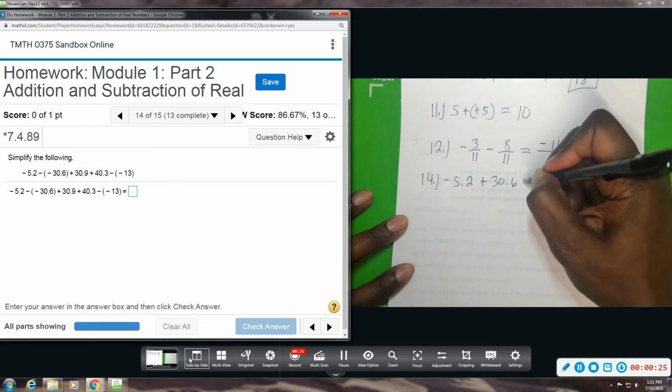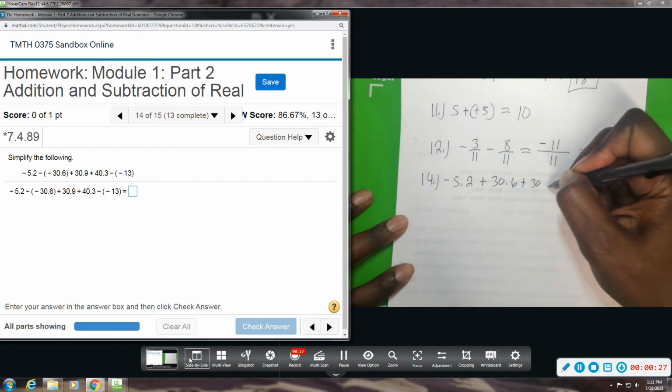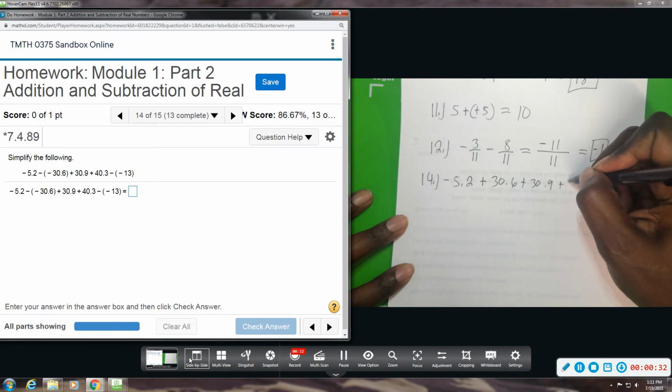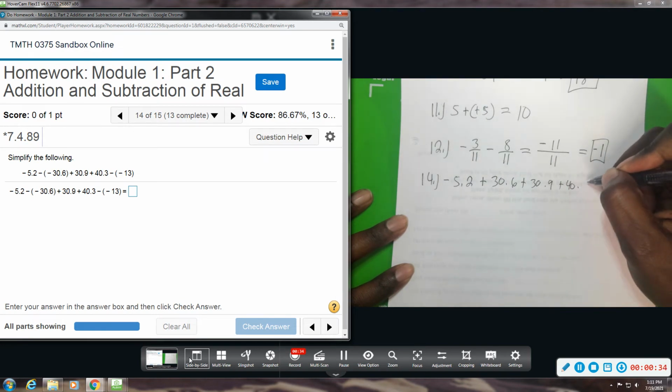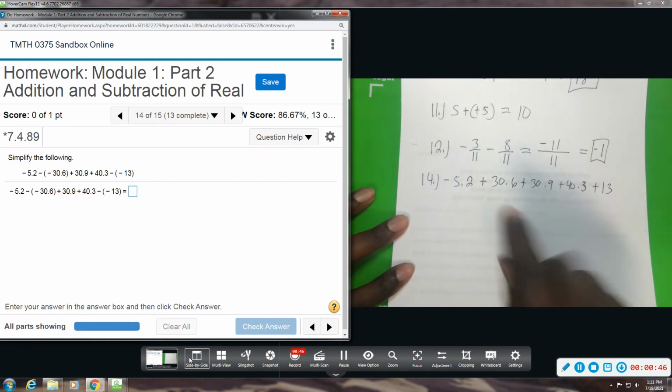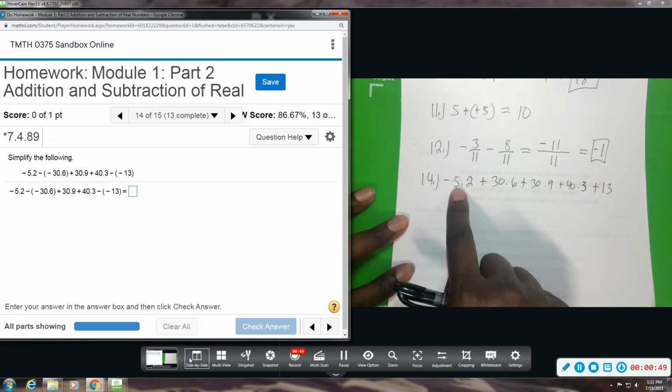and then plus 30.9 and then plus 40.3 and then minus a negative, so another plus 13. So that minus and negative just adds to plus. So basically we're going to be adding all of these and just subtract 5.2.